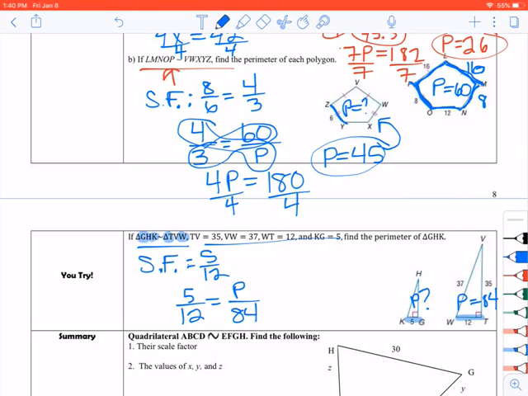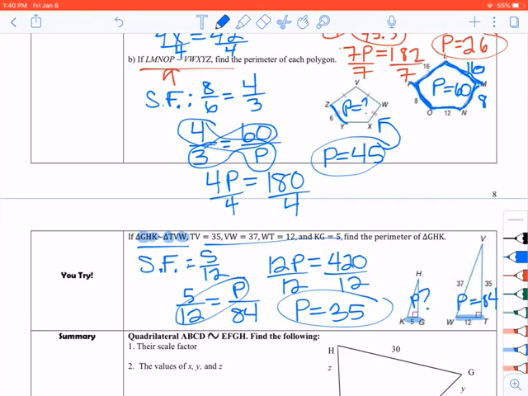And then when we cross multiply, we get 12P equals 420. And then we divide by 12, and we should get the perimeter of the first one to be 35. All right, and that's it for perimeter. Again, it's very similar to finding a missing side. You could use your scale factor to set up a proportion in the same order as the sides.